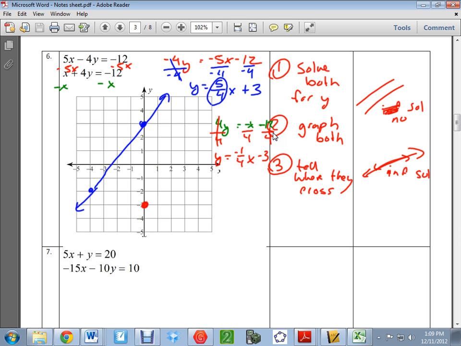So I'd go down 1 and over 4 to the right, so that whenever I graph the line, it's going in a downward direction. Now, it's going to cross right here. What is the location of that crossing place? -4, -2 is where it crosses.